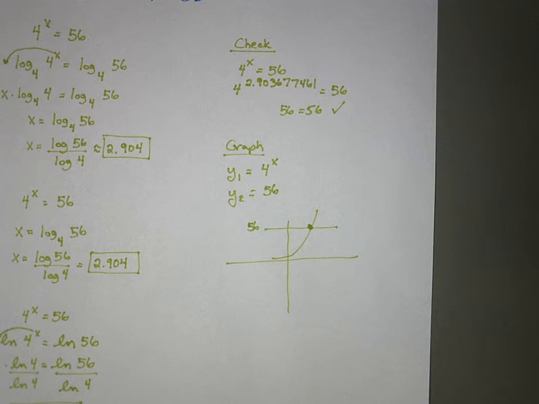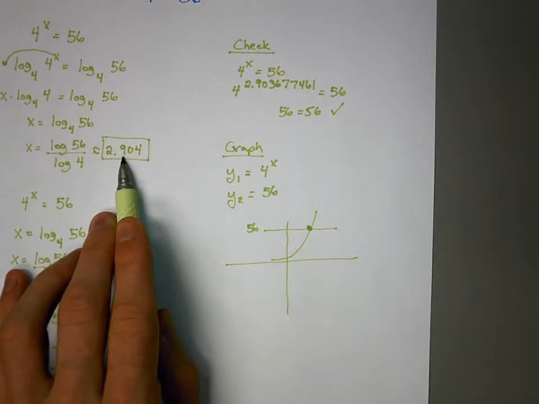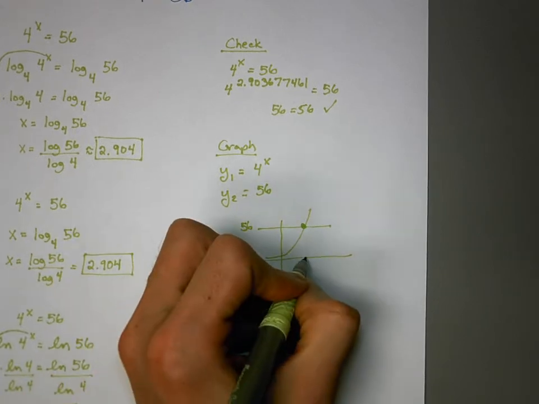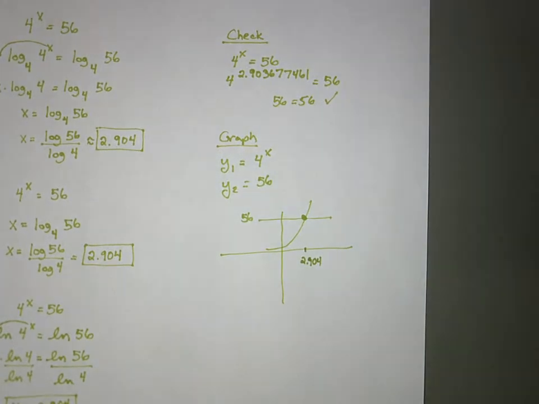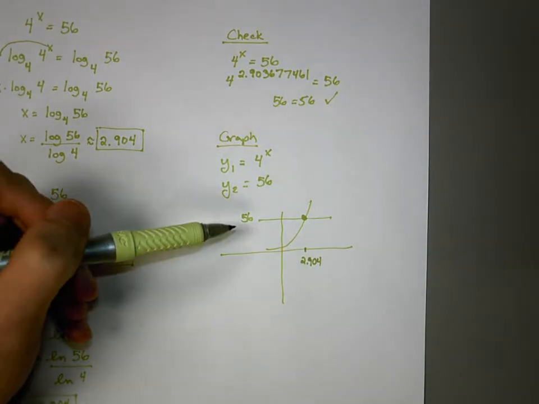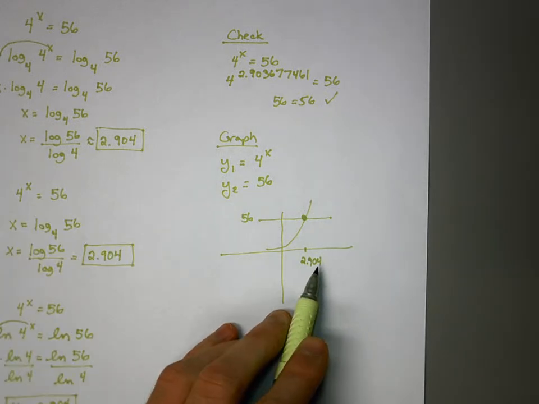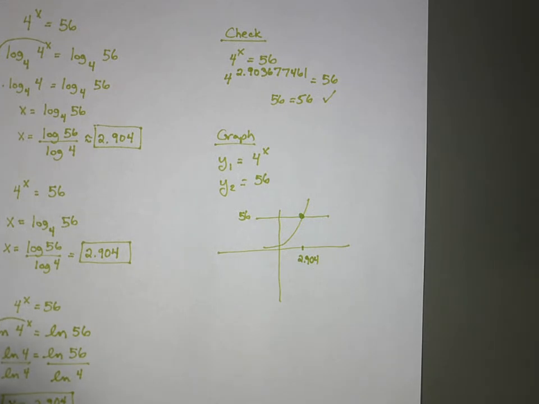The other thing is that I think that my x value is going to be 2.904 based off of all the numbers that I got here. So here I've got to be able to have 2.904. So maybe a good window to have would be something a little bit larger than 56 and a little bit larger than 2.904, and then we'll set the scales to be 1/10.